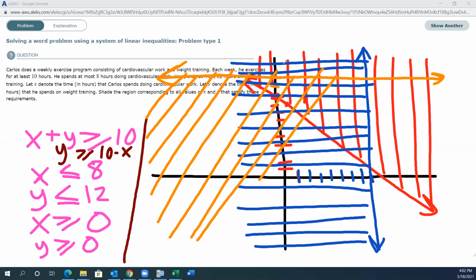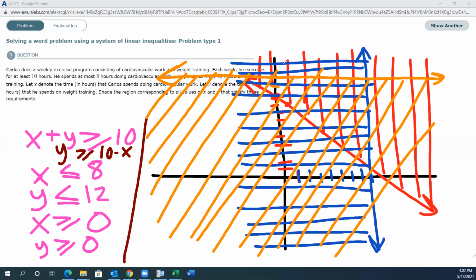Isn't this fun? It's like art class, except it's something you really, really want to put on the wall, right? Okay, so far our solution set is going to have to be somewhere in here, right? Because that's where everything so far is shaded.